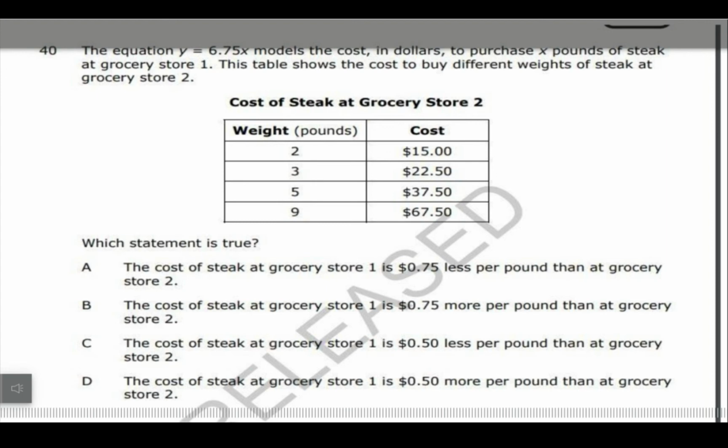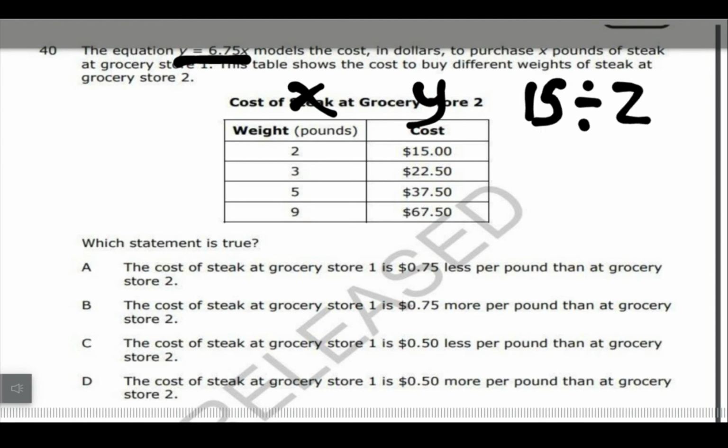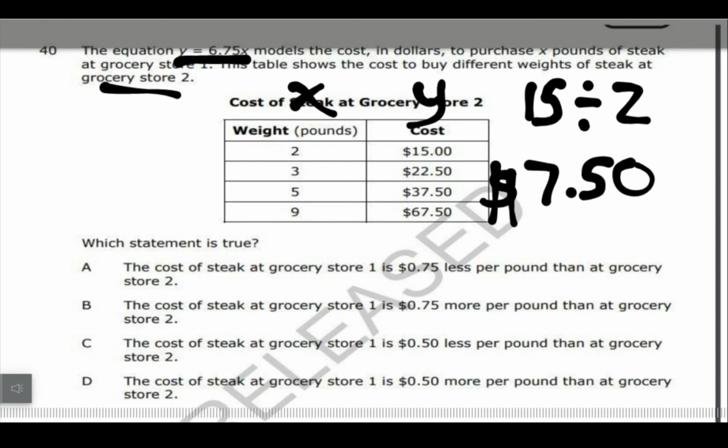Basically what this equation is telling me is that the unit rate is 6.75, and we can get that by doing y divided by x. Usually when they do a table, they just go in order. First one's x, the second one's y. So for the second part, if I take 15 divided by 2, that will give me the unit rate for the second grocery store. 15 divided by 2 is 7.5, or $7.50. That's how much it costs for 1 pound. So grocery store 2 costs a little more.